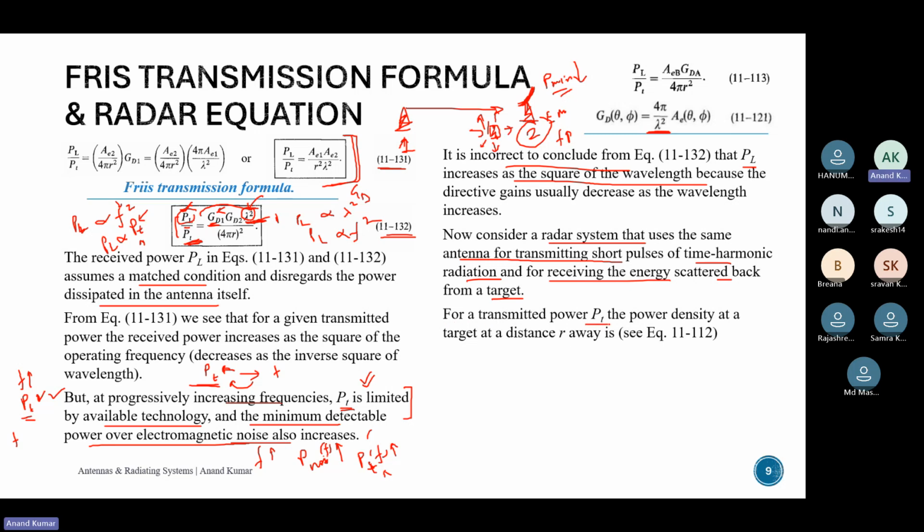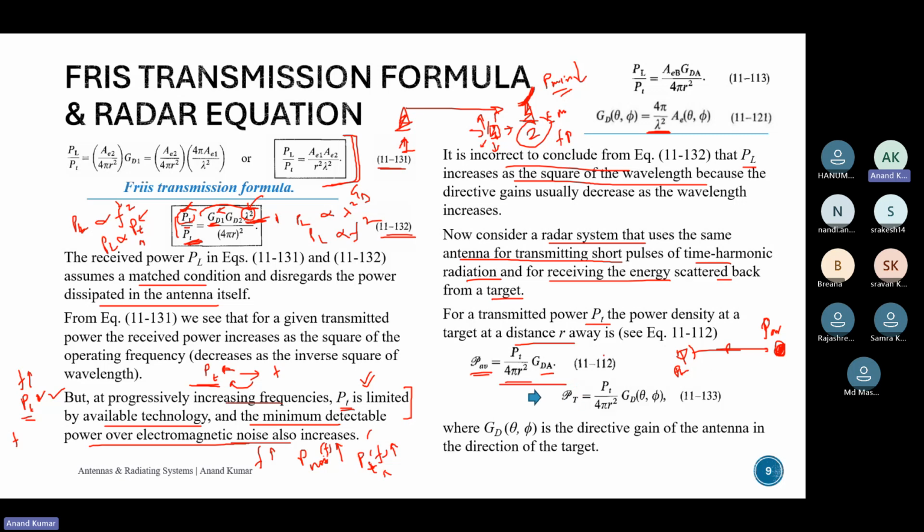For a transmitted power PT, the power density at the target at a distance r away can be given by this expression: PT upon 4 pi r square GD, which is PAV. For example, we had our antenna over here. We sent some power PT, and upon reaching this particular object, the power density over here is given as PAV. So PAV is given by this relationship.